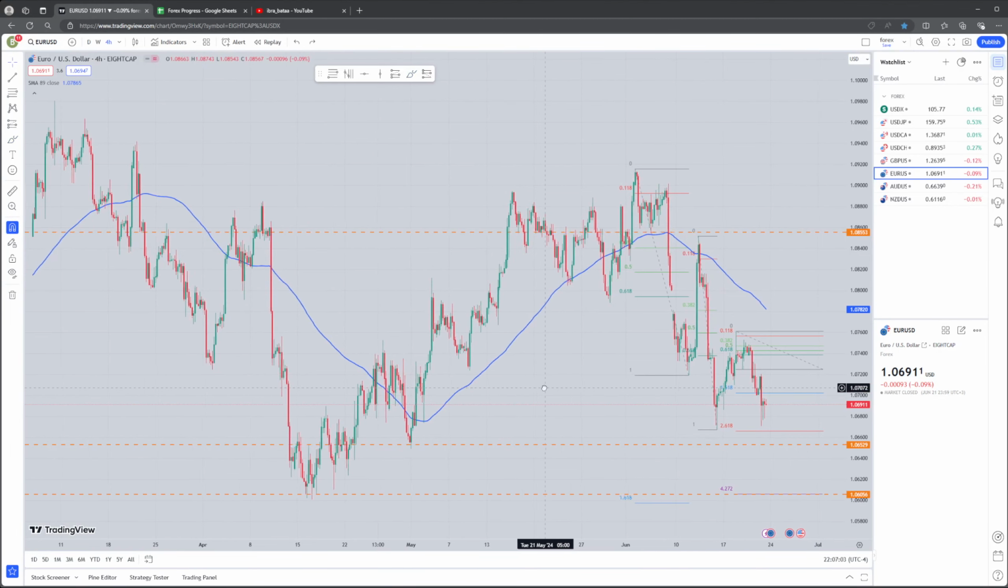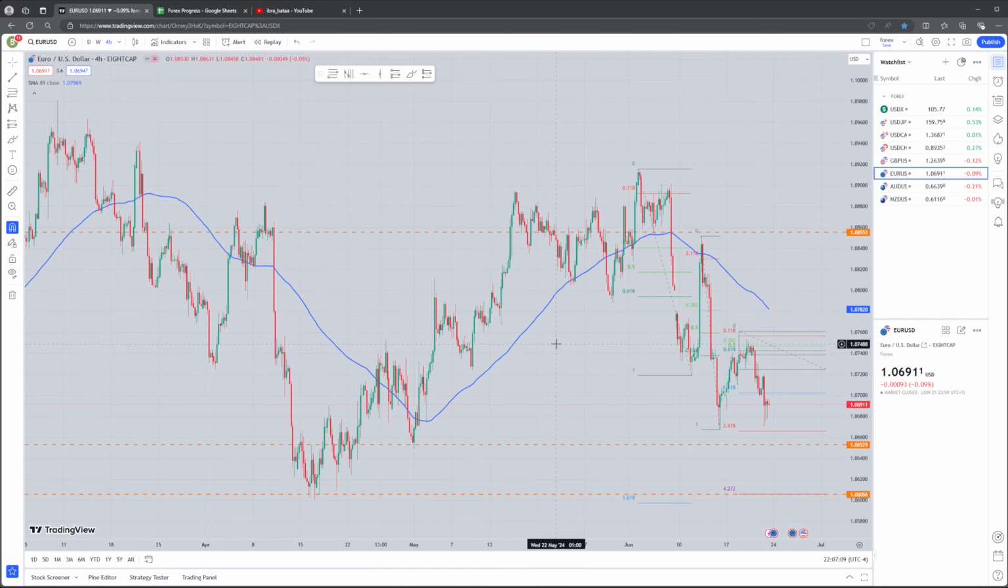So it was a perfect execution on the Euro USD on my side, and again, consistency and execution is the key to success.